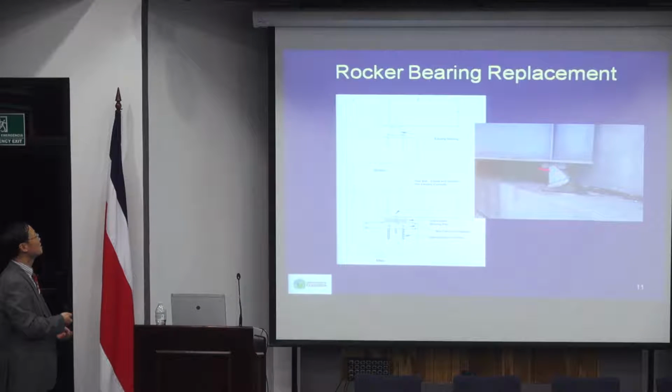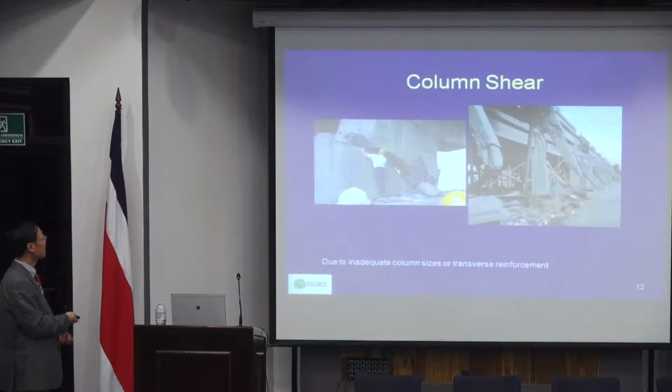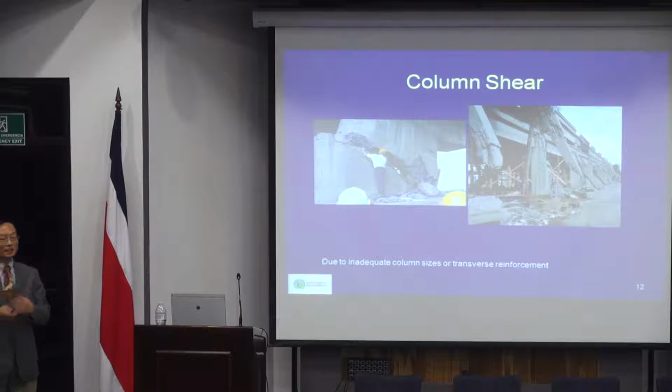But typically, a lot of people move that. Basically, all you need to do is build a seat, a concrete seat there, and put another small bearing here. That's a losing support. A second scenario is column shear off.